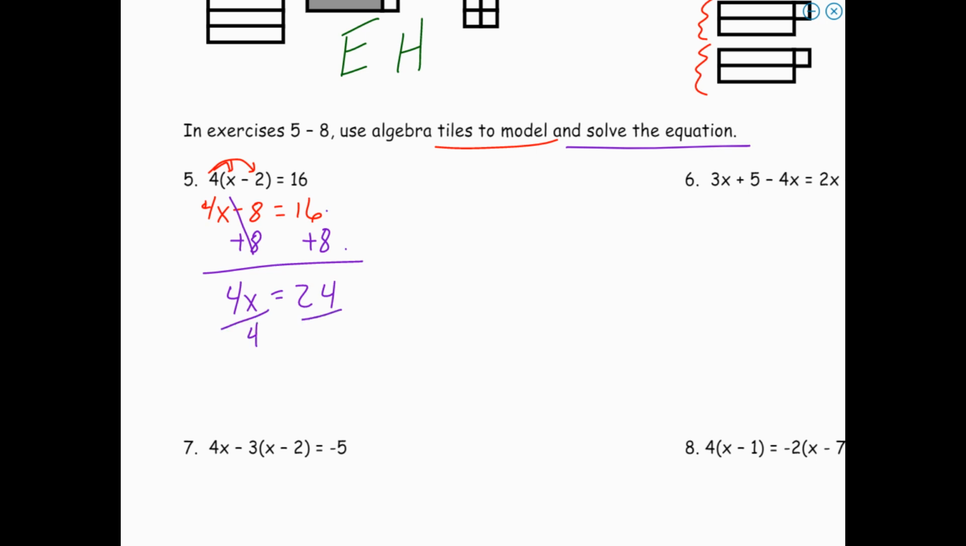Then we divided both sides by 4, which gave us 1x equals 6. Okay, so that's how it is done algebraically without having to draw all the tiles out. Can you do it either way still? Yes, you can do it either way still. If you're still more comfortable with the tiles, then draw the tiles. That's fine.